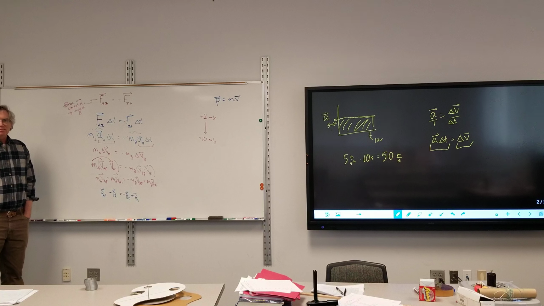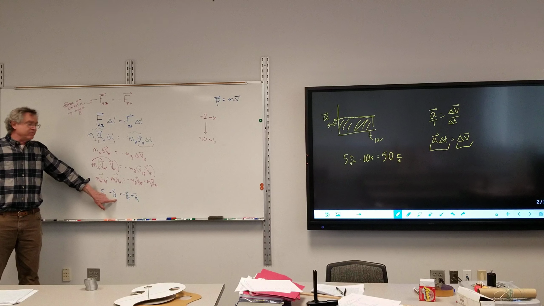What is the subscript on the second P? That's an A for object A and an I for initial.